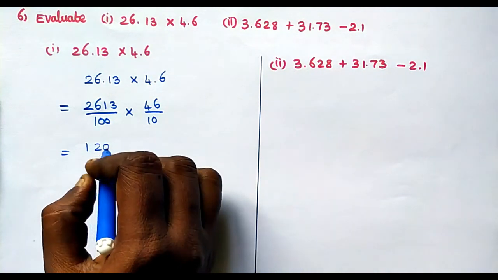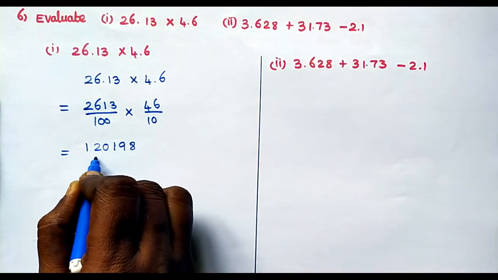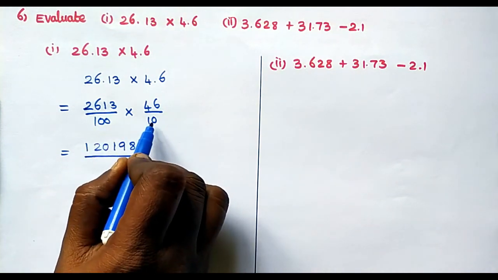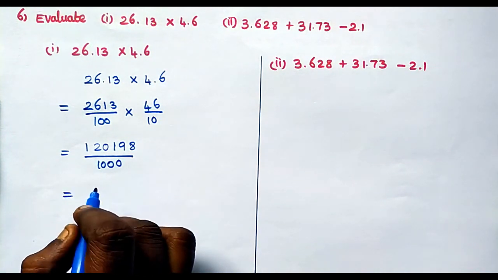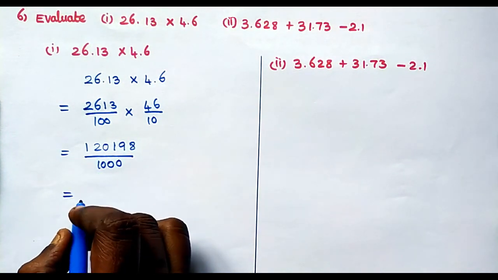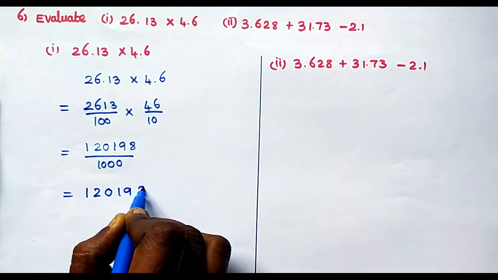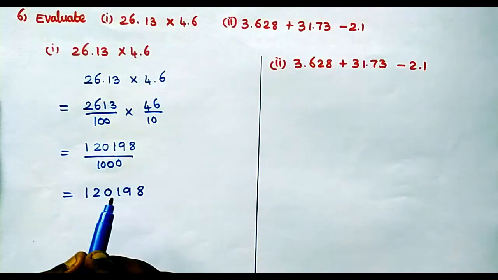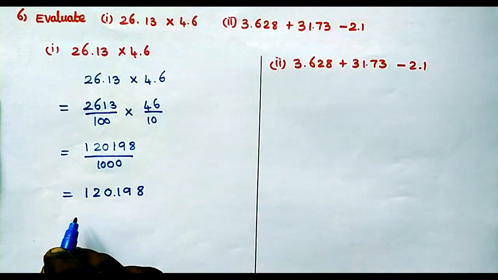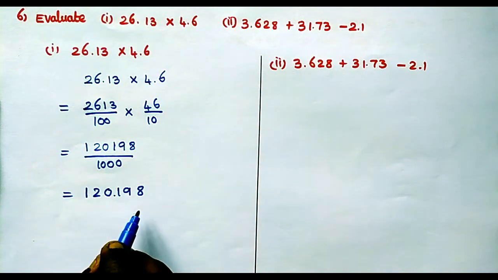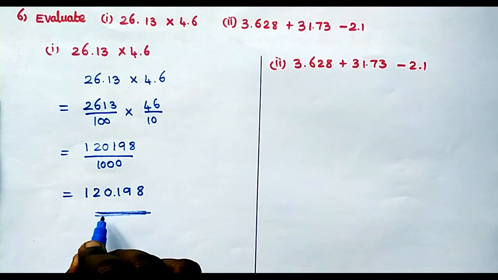1,20,000 divided by 100 into 10,000 gives 198. So how will you find the point? Before 3 digits we have to keep the point. So 1, 2, 3, 120.198. That is the answer.